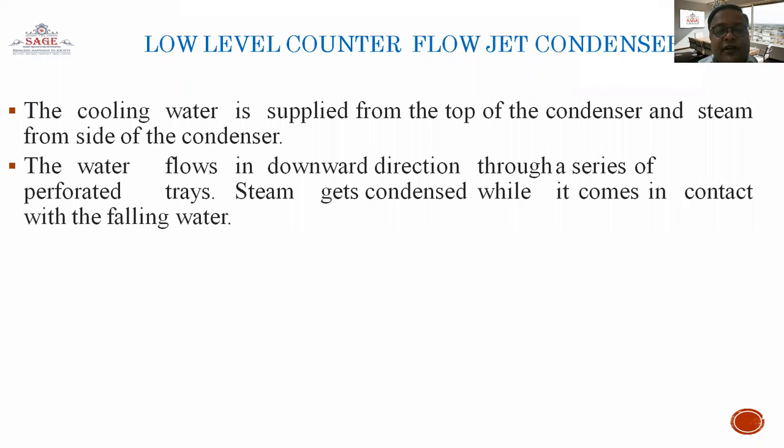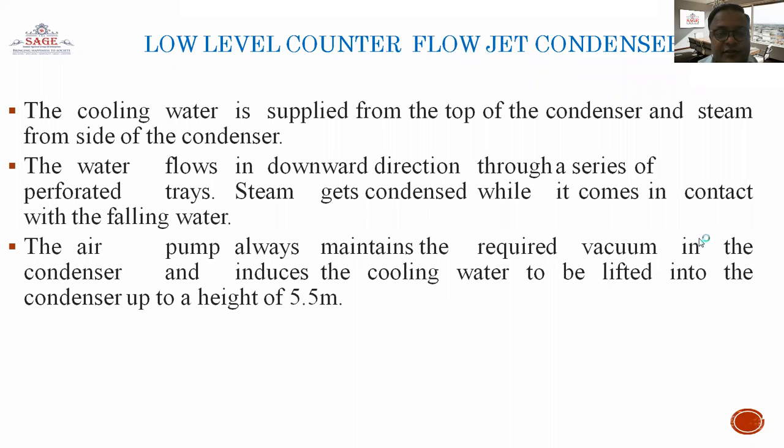In the parallel and the counter flow, there is a difference. In the parallel flow, the steam and the cooling water flow in the same direction, whereas in the counter flow jet condenser, the steam and the water flow in opposite directions and the water flows downward. The air pump always maintains the required vacuum in the condenser and allows the cooling water to be lifted into the condenser up to a height of 5.5 meters.